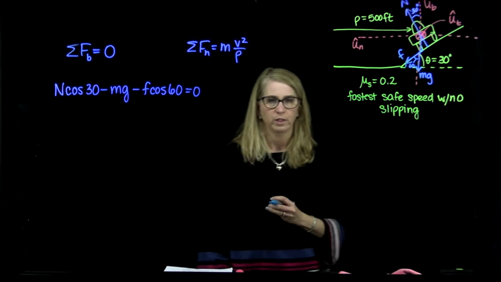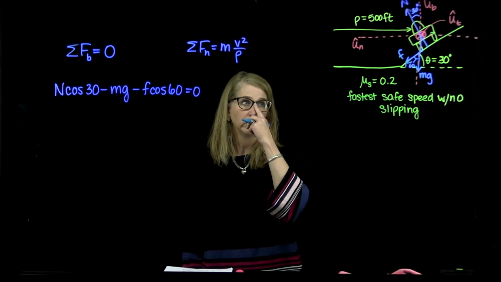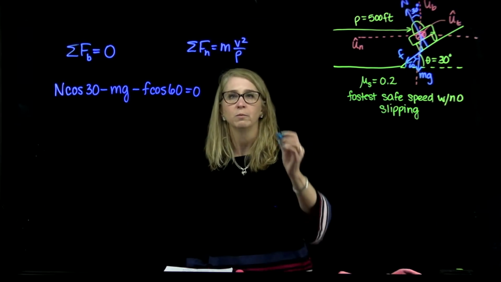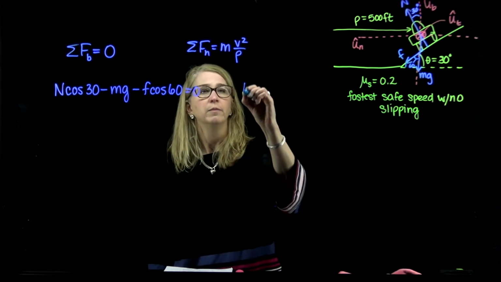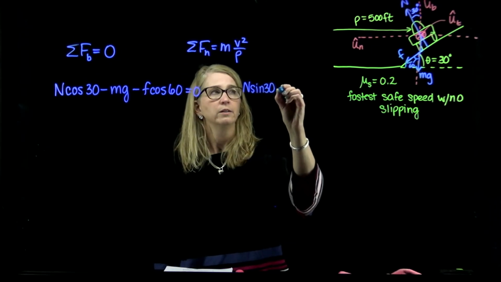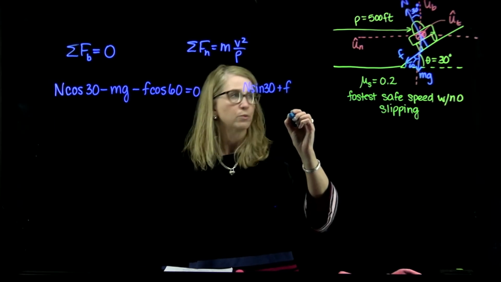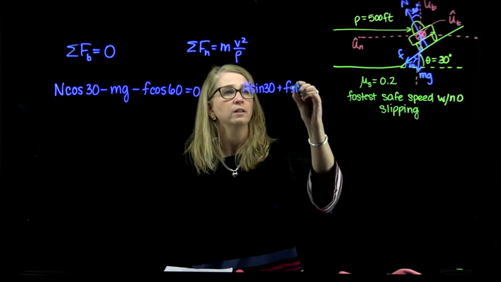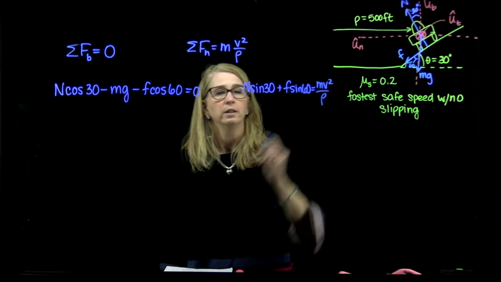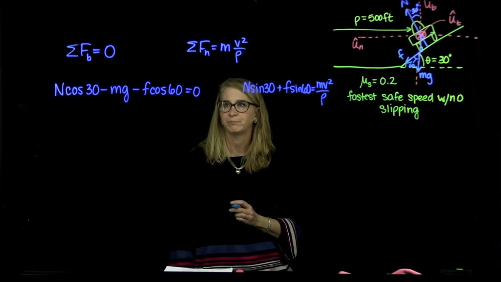So at first this seems kind of difficult, but let's look at the normal forces as well. In the normal direction, I have n sine 30, and also the frictional force times the sine of 60, and those are both inward, and so they're going to be equal to mv squared over rho.